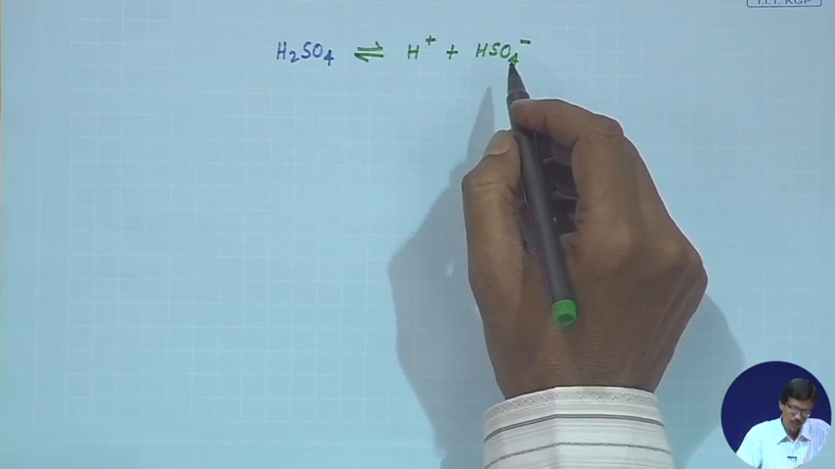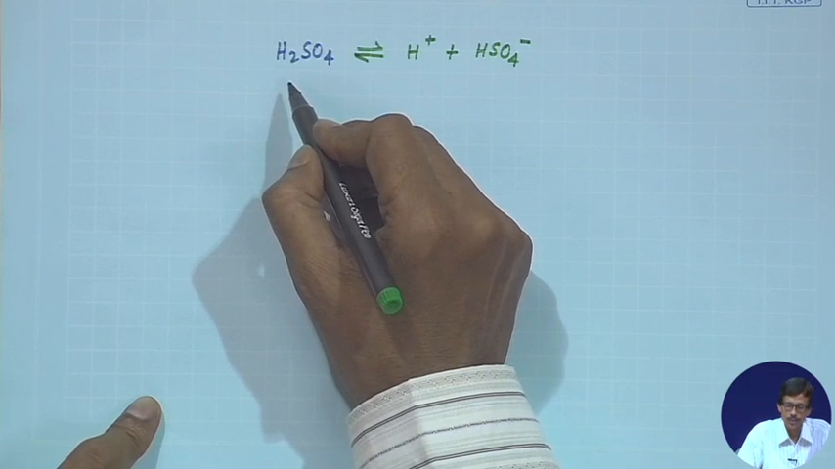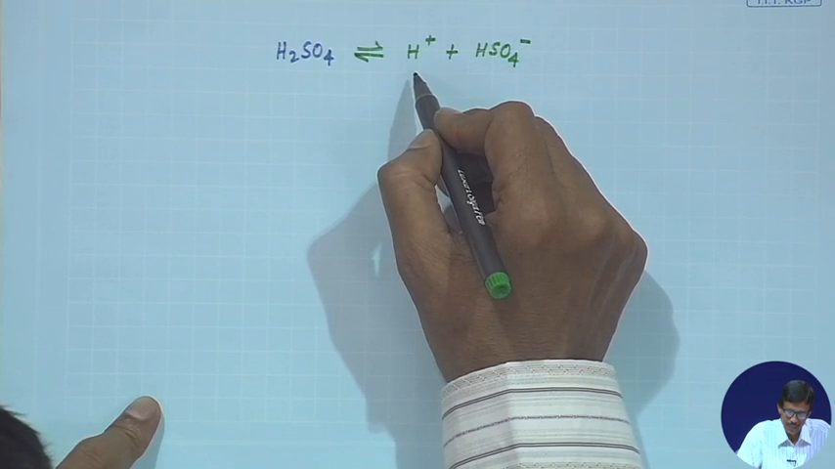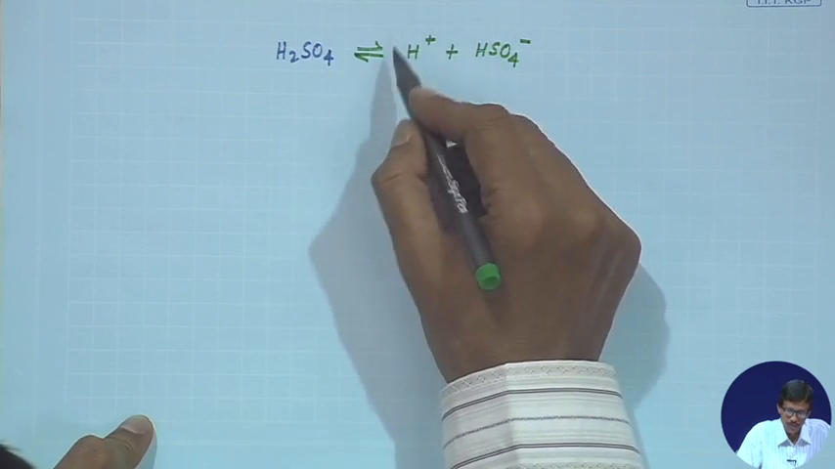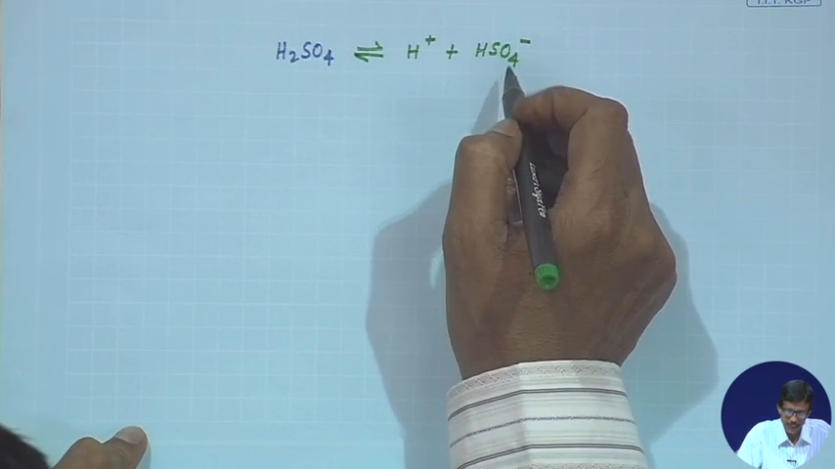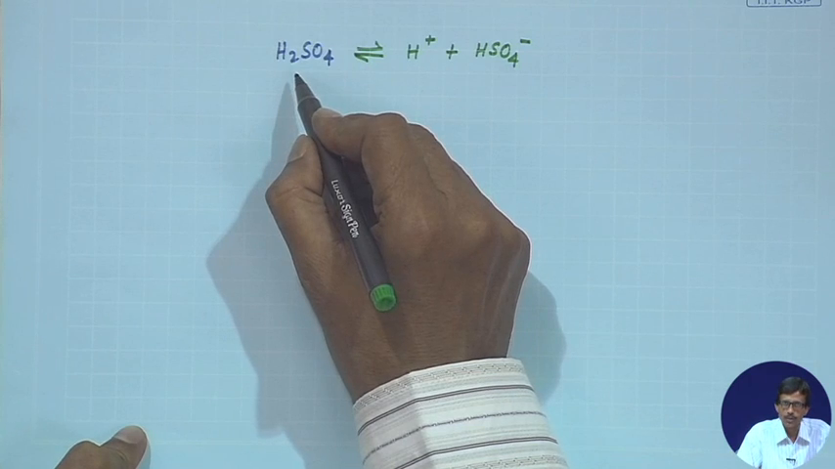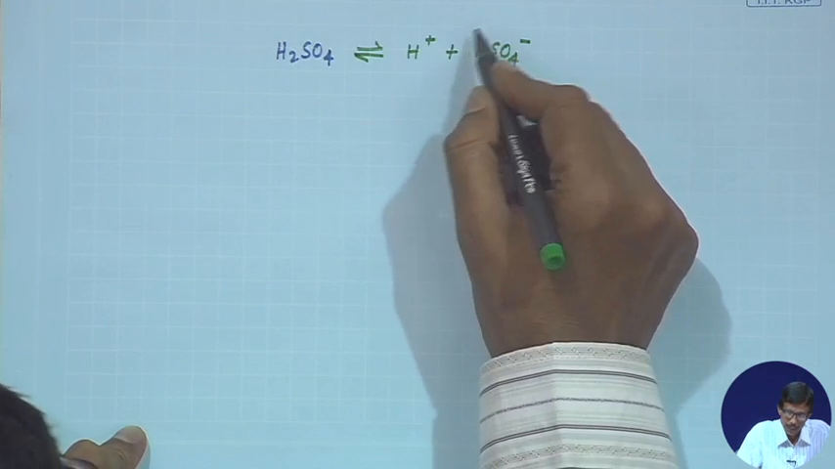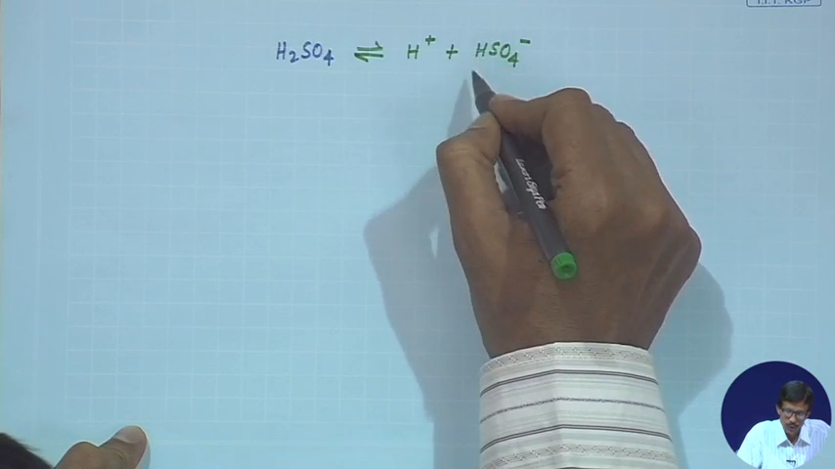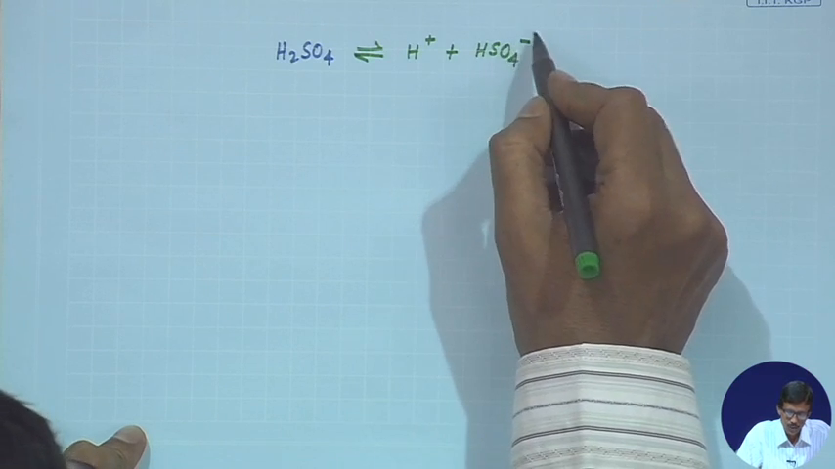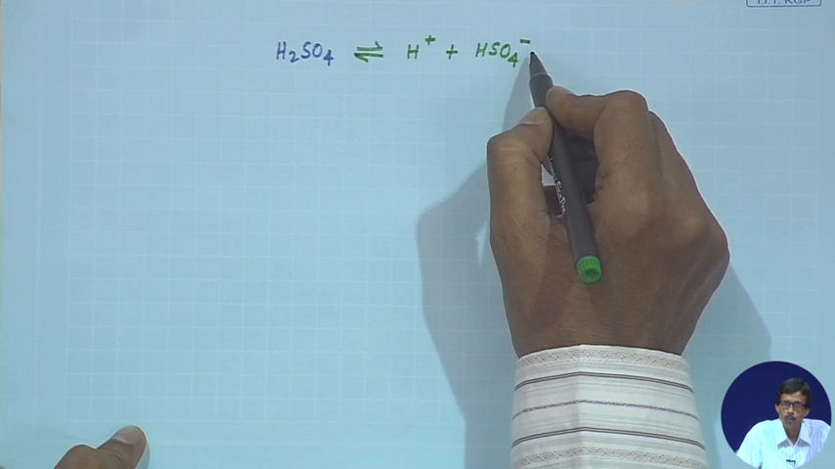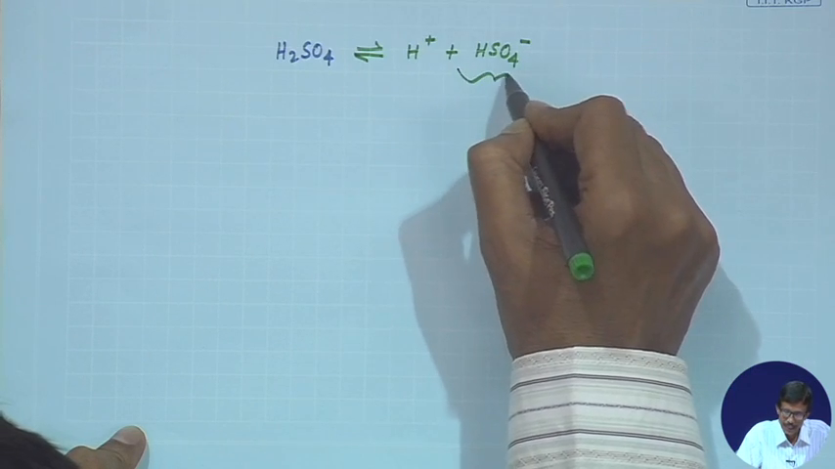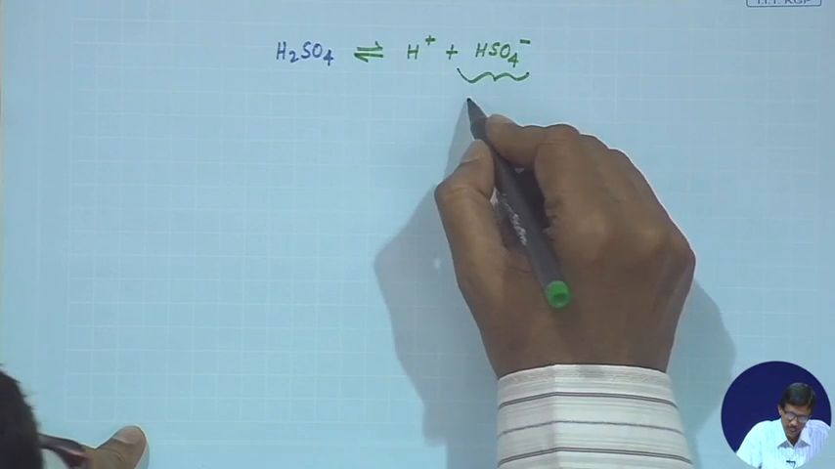So, this particular one is a strong acid. The first step of dissociation, that means removal of the first proton from sulfuric acid, goes towards the right hand side. So it is a strong electrolyte. But this one, if you see, does not so easily dissociate into H plus and SO4 2 minus, so this can be a weak electrolyte.